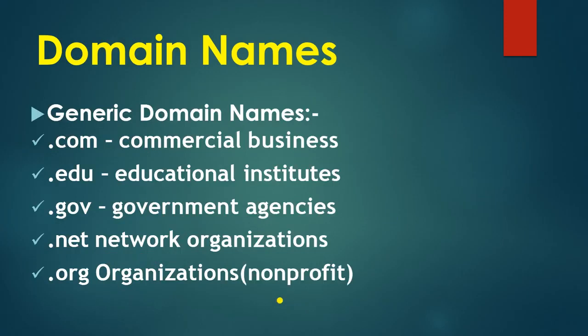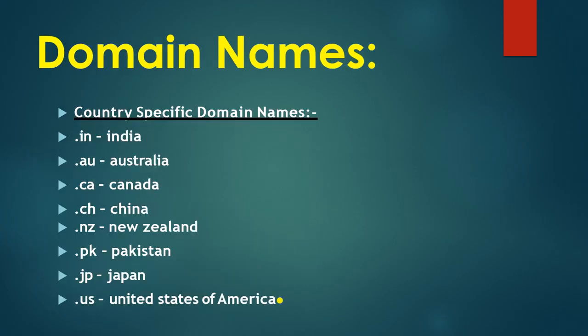Some generic domain names are: .com for commercial business, .edu for educational institutes, .gov for government agencies, .net for network organizations, and .org for non-profit organizations. By these domain names you can easily identify which domain name belongs to which category. Now some country specific domain names: .in belongs to India, .au Australia, .ca Canada, .cn China, .nz New Zealand, .pk Pakistan, .jp Japan, .us United States of America.